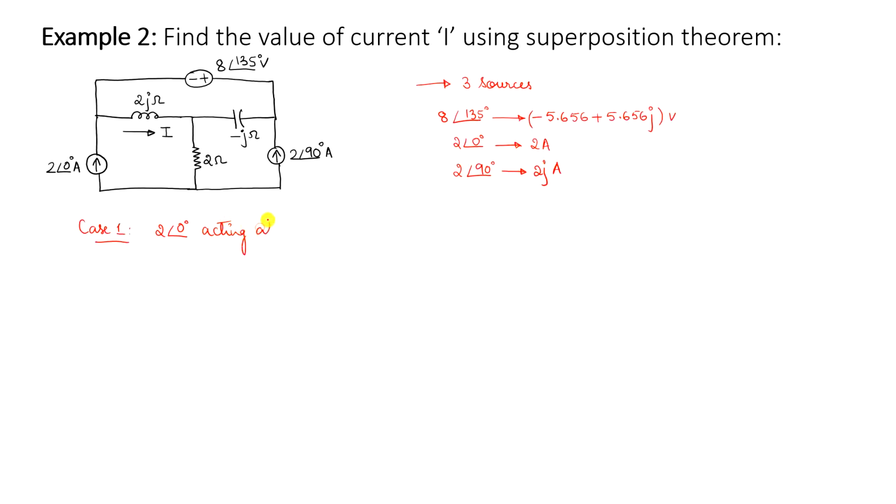So draw the equivalent circuit and see what we can simplify this to. So you have a current source. Now I'm going to write the value in rectangular form. This is equal to 2 amps. Then you have 2J ohms. So this voltage source is now going to be a short. You are having 2 ohms resistance.